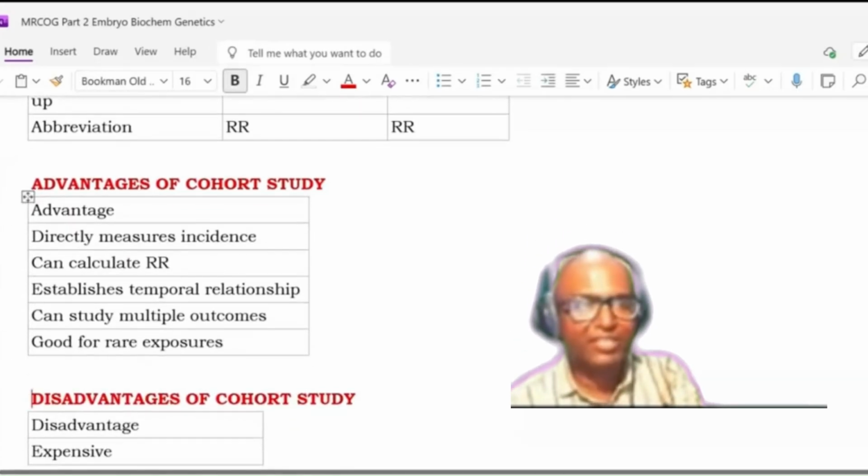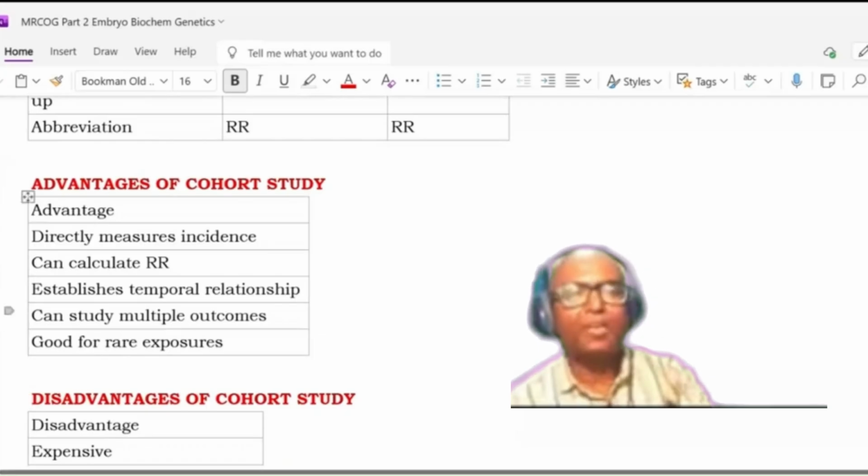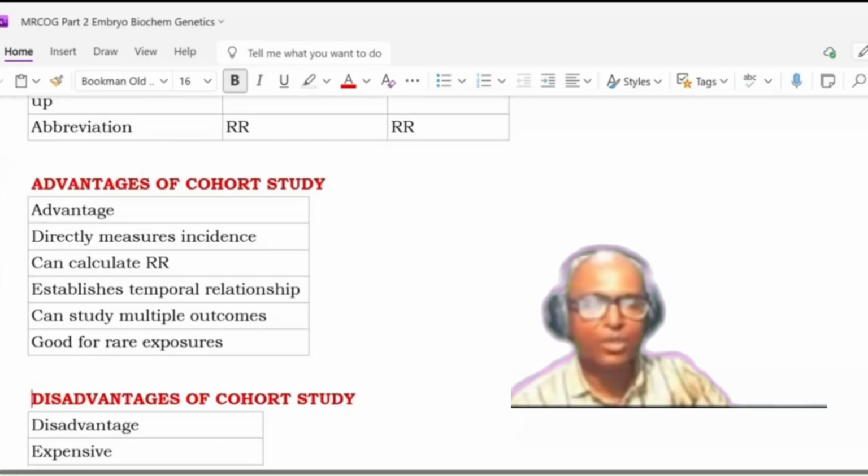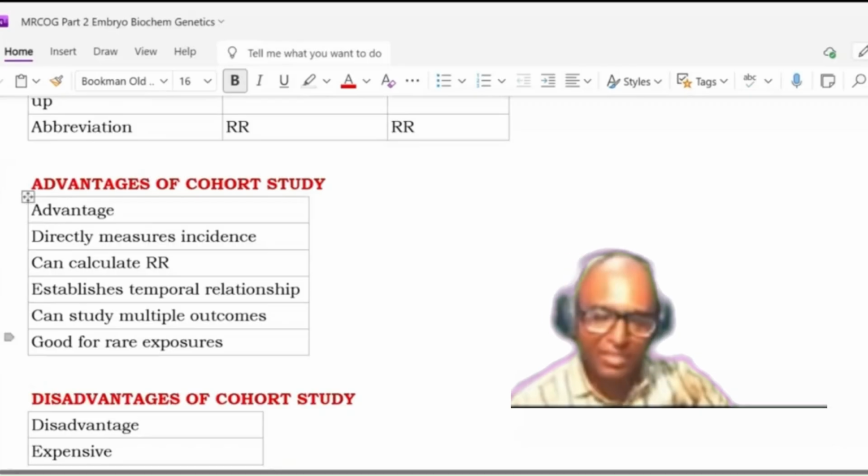It directly measures incidence. It can calculate the relative risk, also called the risk ratio, establishes temporal relationship, can study multiple outcomes, and is good for rare exposure. This you remember. Okay. Cohort study is good for the rare exposure. Very frequently asked concept in the SBA in MRCOG. Cohort studies are better when the exposure is rare. Okay, so they will give you either in the stem or in the answer. Okay, as a rare exposure.